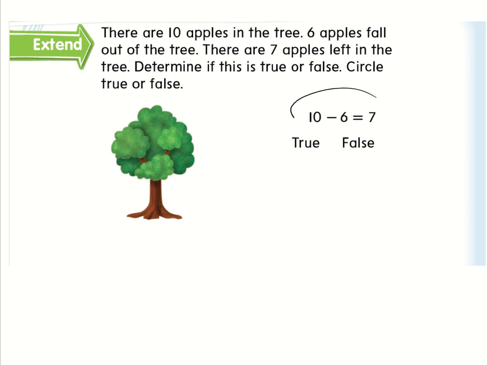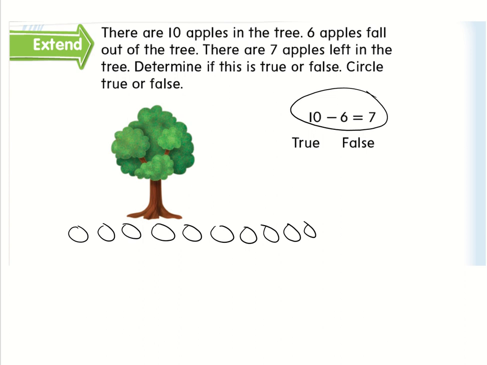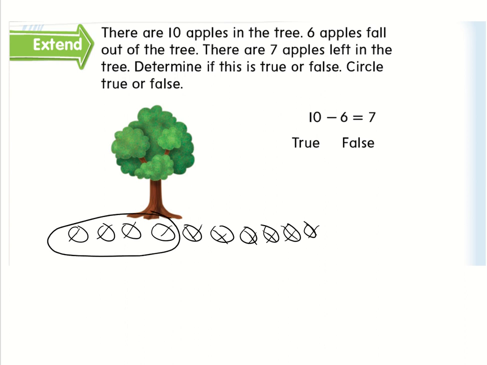So, we need to take a look at this problem up here. I'm going to bring it down here a little bit because I'm going to draw my picture. But I need to draw 10 apples first. 1, 2, 3, 4, 5, 6, 7, 8, 9, 10. Cool. Now the next step is I need to take away 6 of these apples. So 1, 2, 3, 4, 5, and 6. I should be left with 7, as they say. Let's take a look at this. I'm left with 1, 2, 3, 4. I'm left with 4. So this problem is definitely false because 10 minus 6 does not equal 7. It equals 4.